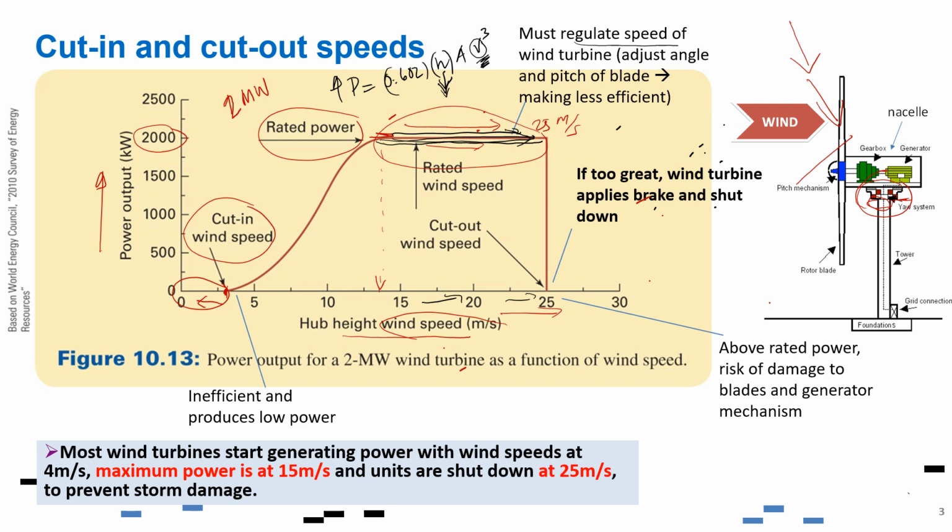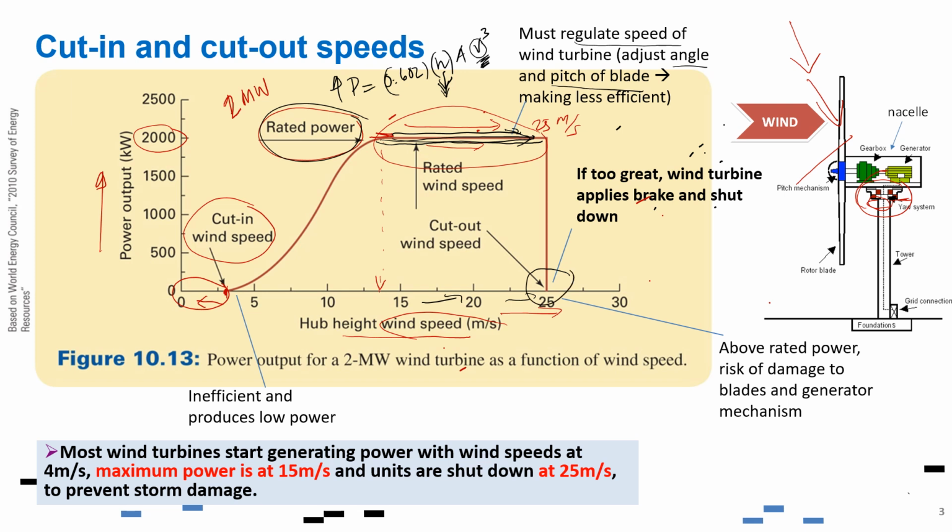So the speed has to be regulated by adjusting the angle and the pitch of the blade, so as to reduce the occurrence of damage from the wind. In any case, the rated power is the maximum that it can produce for that specific turbine.